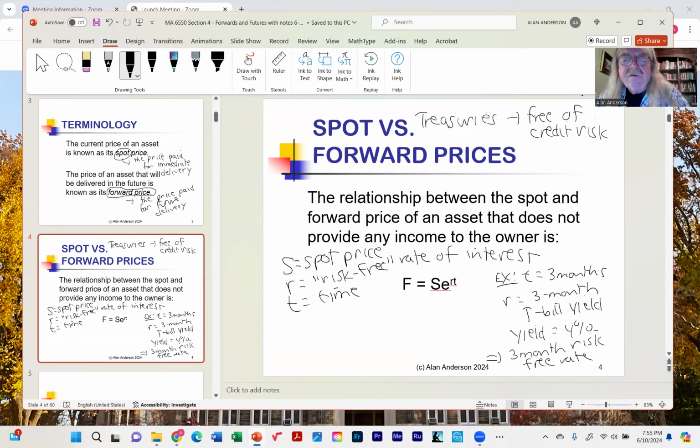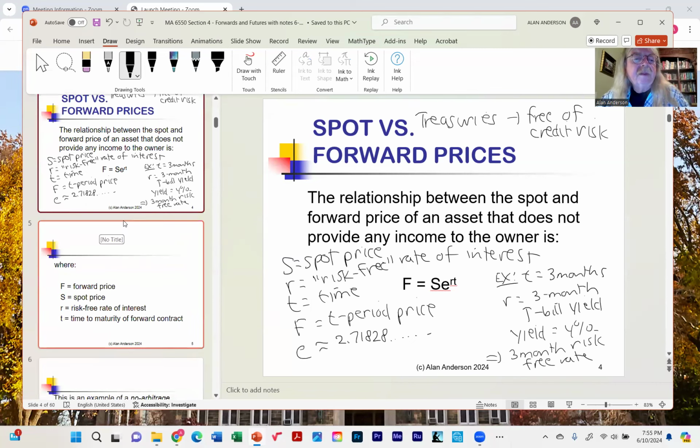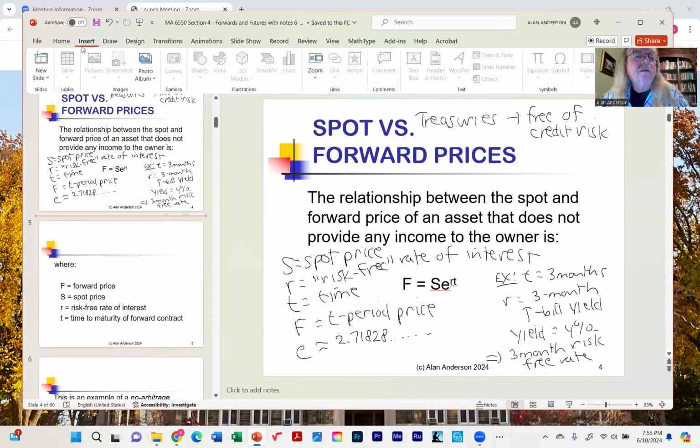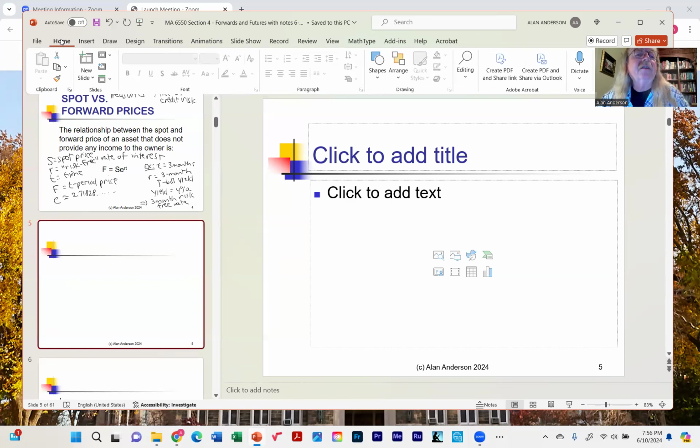And then F is the forward price, or what I should say, it's the T period or T year forward price. Okay, so in other words, if T is 3 months, a quarter of a year, F would be the 3 month forward price of this asset. And interestingly enough, all this means, oh, of course, e, yes. e is a constant you've encountered in calculus. It's approximately 2.71828. And if you recall, it is defined very simply. There's a couple of alternative definitions.